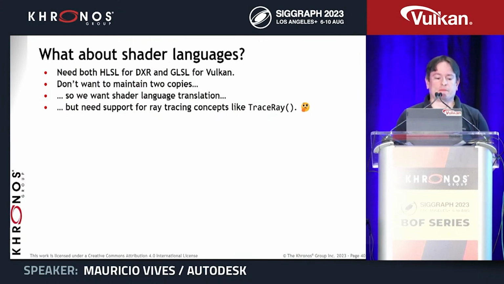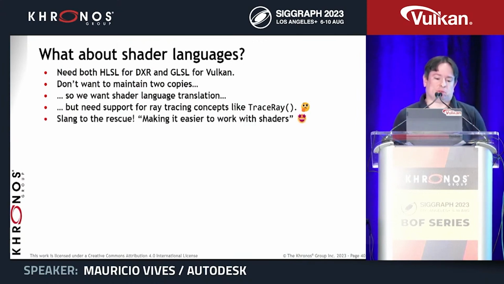So what to do? Slang to the rescue. So Slang is an API or a toolkit from NVIDIA. It originally started, I think, at Carnegie Mellon and as a paper, and you can go learn all about it. But their tagline, the important thing, is making it easier to work with shaders, and that's what we found.